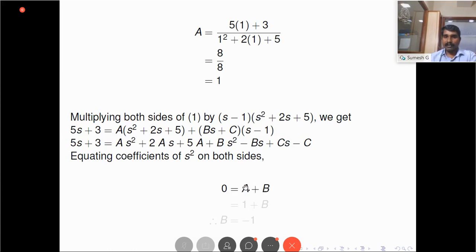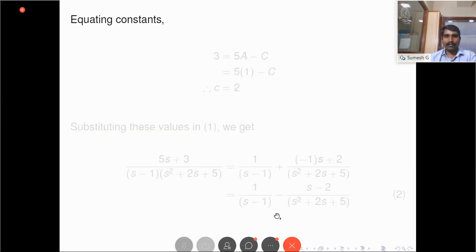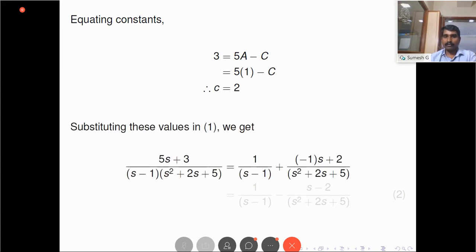We already obtained the value of A equal to 1, so we get B equal to minus 1. Now we equate constants. Equating constants, we obtain the expression 3 equal to 5A minus C, which gives C equal to 2. Now substitute the values of A, B and C in equation 1. So we obtain the expression like this. Now consider this equation 2.